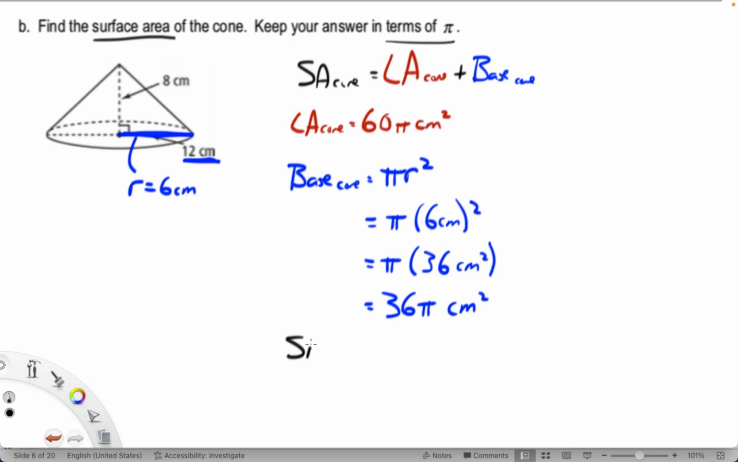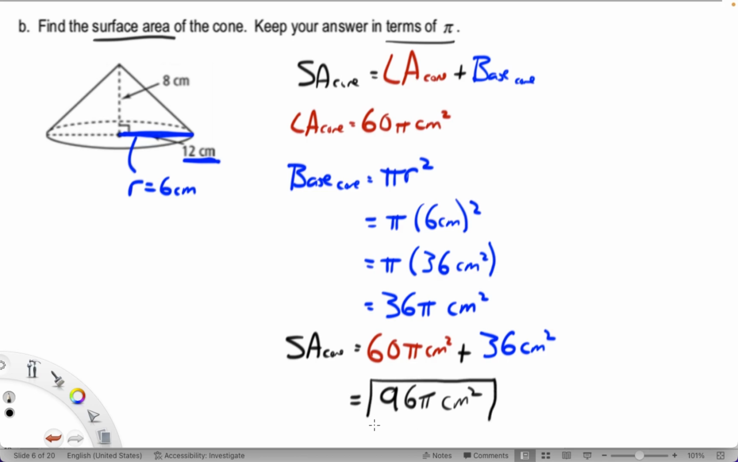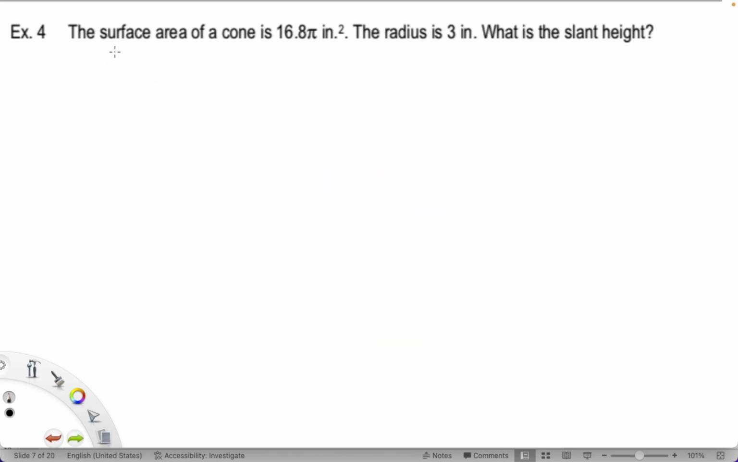So now we can go back and we know the surface area of the cone is equal to the lateral area, which in this case is 60 pi centimeters squared, plus the base of the cone, which in this case is equal to 36 pi square centimeters. Add that together, and we get 96 pi square centimeters. That's the entire surface area, the lateral area and the base added together gets us the surface area of 96 pi square centimeters.